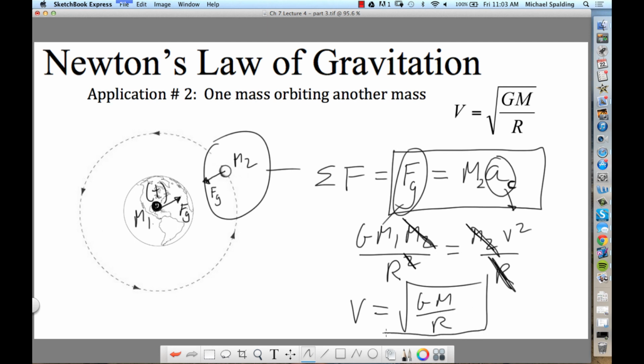So what is this v right there? It's the tangential velocity of the satellite. Like the satellite's right here, boom. It's basically the speed of the satellite in meters per second. It's how fast the satellite's moving. Which m is that? It's the Earth. It's the big guy. And then r, again, r is always from center to center. The distance is center to center.